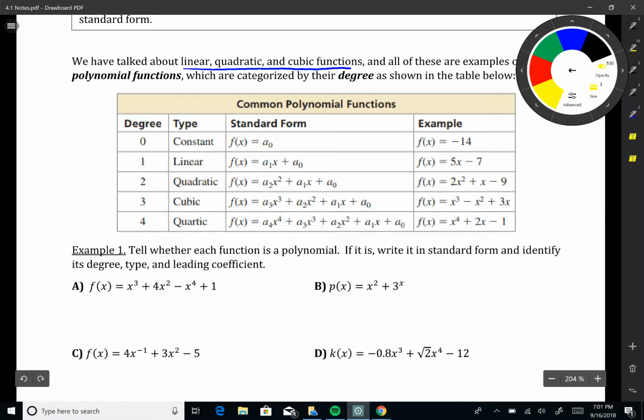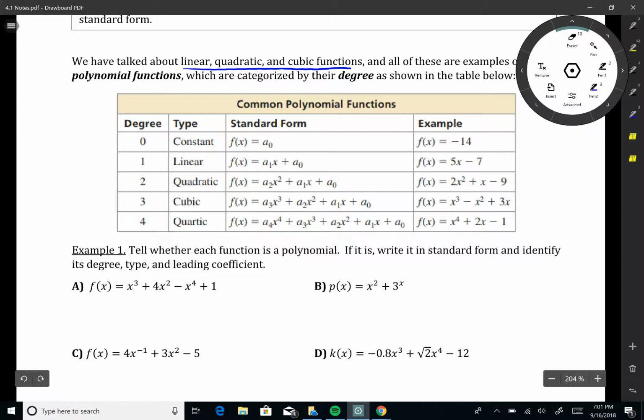If our degree is 0, this is known as a constant function because it would just have your leading coefficient a sub 0, because remember, we're not going to write x to the 0 power because x to the 0 power is just 1. So the example on the right is f of x equals negative 14. Negative 14 x to the 0 would be what this is, but we don't write that.